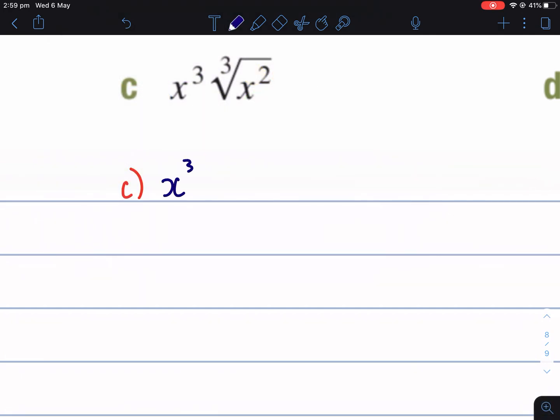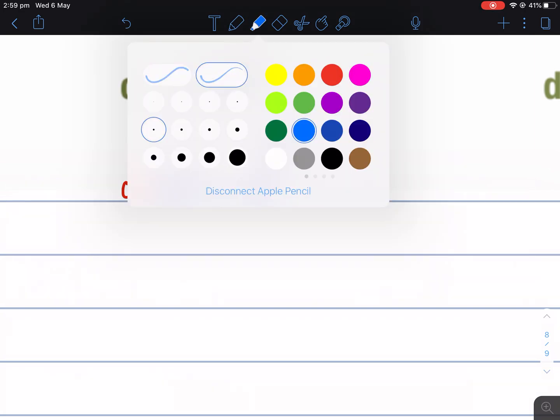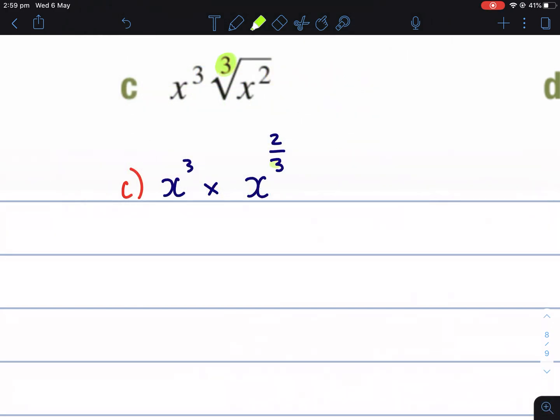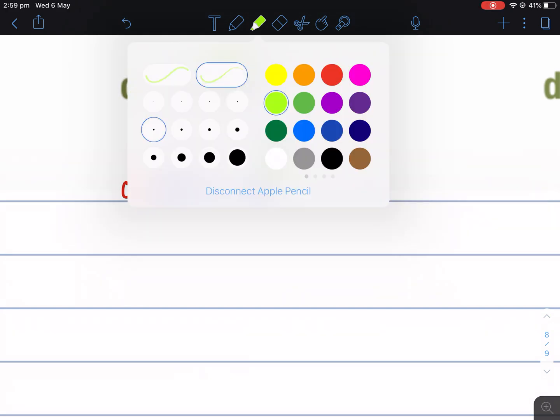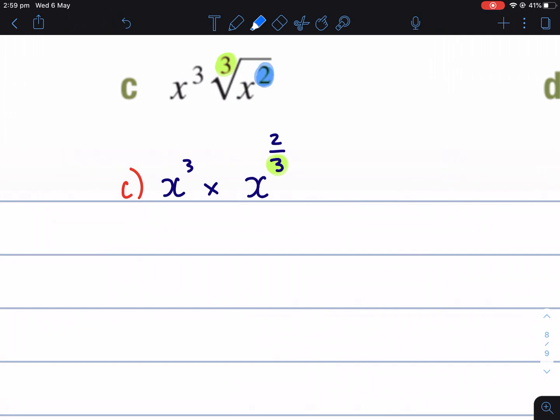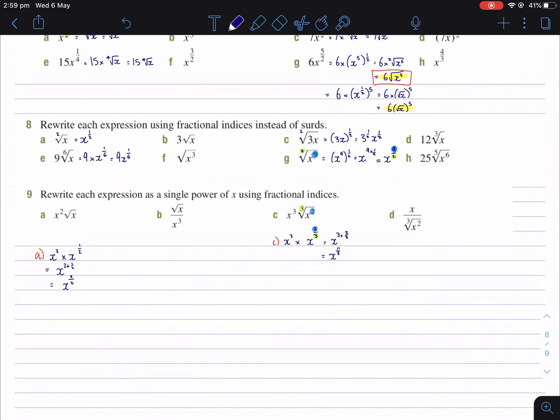Okay, for C, we've got x to the 3 times x to the 2 on 3, because remember, the number out the front goes on the bottom, and then this one just goes on the top. So that's x to the 3 plus 2/3, which means we've got x to the 11 on 3. That's it for this video.